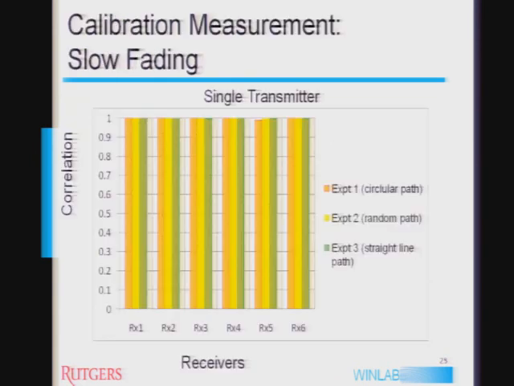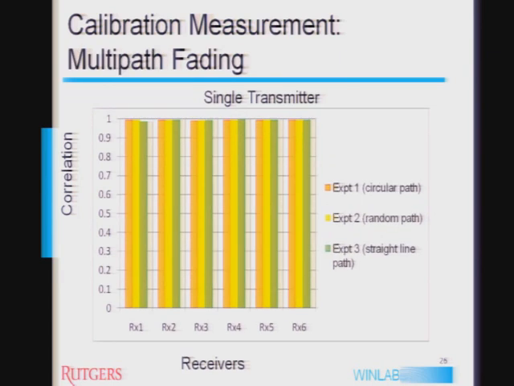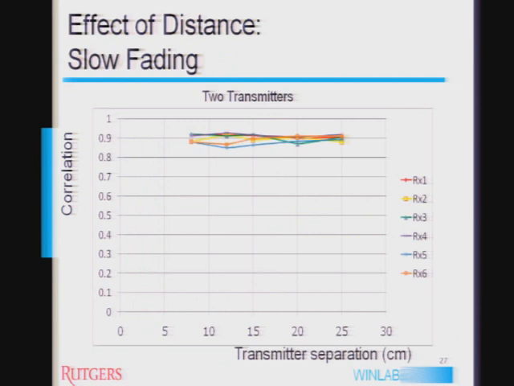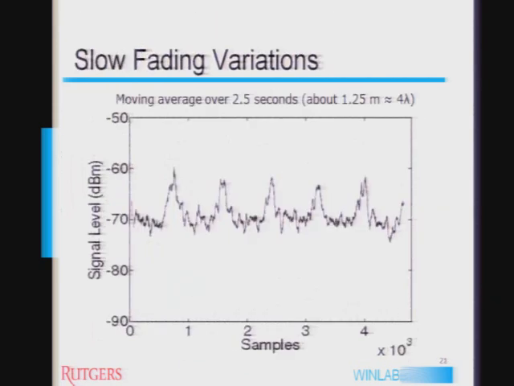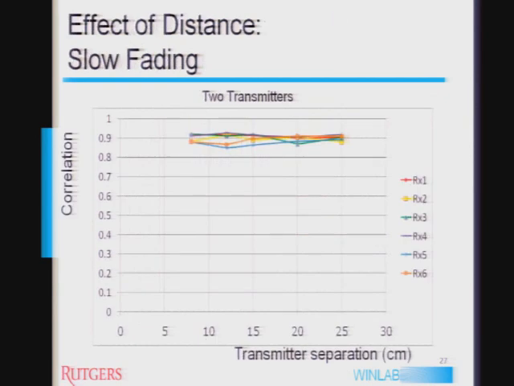Okay, so these are the calibration measurements and data as expected. And these are really the readings from when we had 2 transmitters during the experiment. These are the correlations from the slow fading variations for the two transmitters. Now they're separated by 25 centimeters or so. The separation varies all the way from 8 centimeters to 25 centimeters.